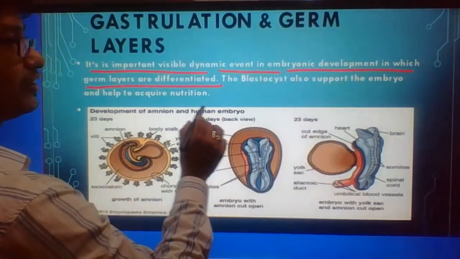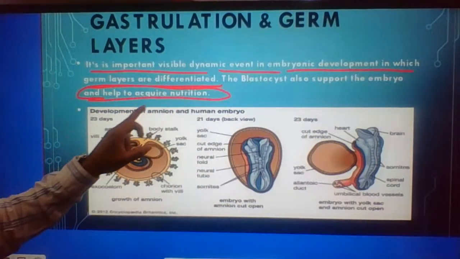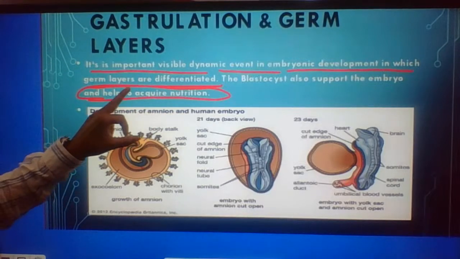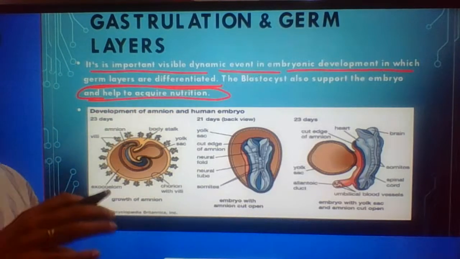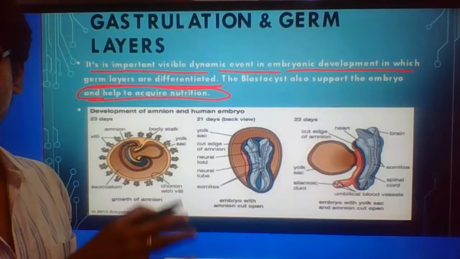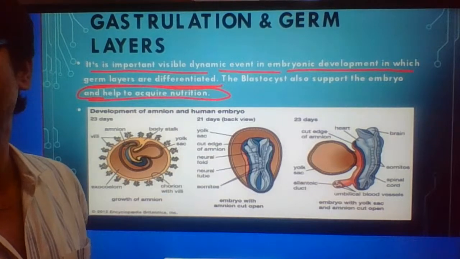So the blastocyst also supports the embryo and helps to acquire nutrition. It is not only going to get implanted inside, but it also helps to acquire the nutrition. And the fluid that you see, the cavity, that is called the blastocyst cavity. That was actually the fluid which is inside the blastocyst.